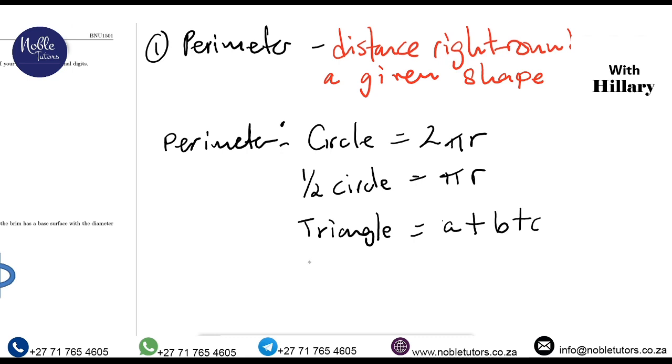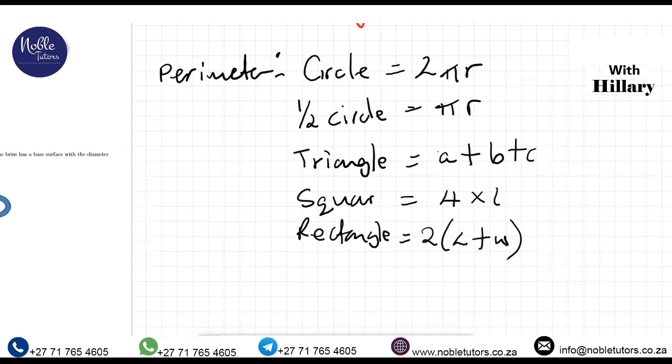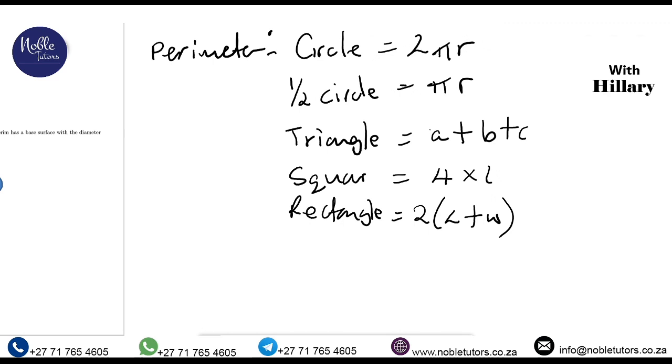Then we need perimeter of a square, which is equal to 4 times the length. And for a rectangle, it is equal to 2 times length plus width. So those are the formulas to calculate the perimeter of the basic shapes. I included the half a circle because it is very essential and very important in your calculations, right?